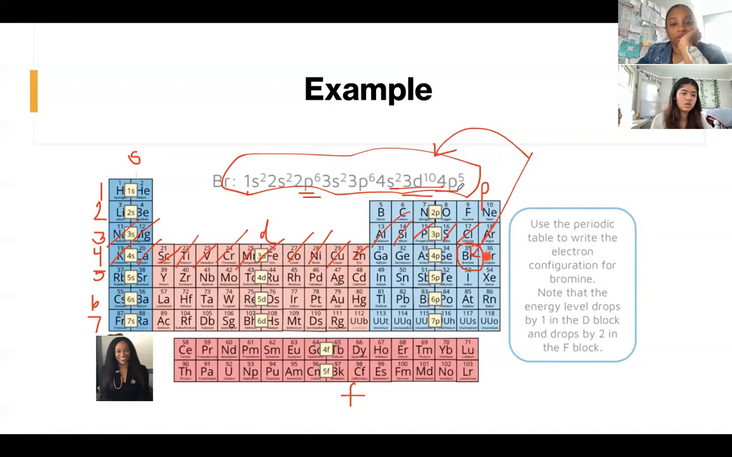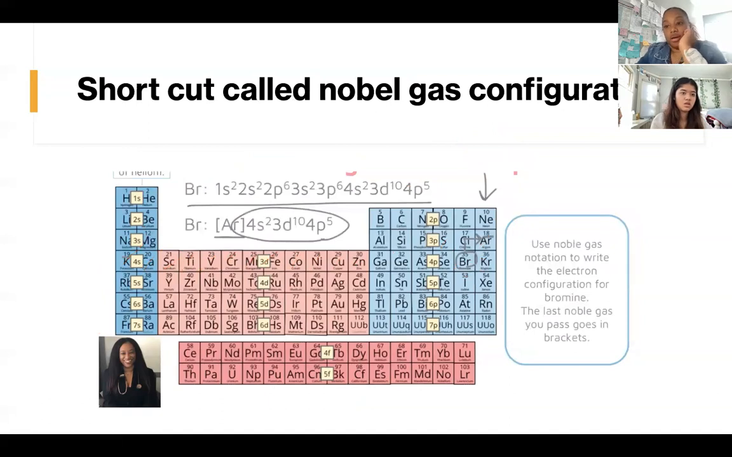So now we're going to go through something called the shortcut, noble gas configuration. The reason why it's called noble gas is because you have to reference the last noble gas before you can figure out the shortcut for the configuration.